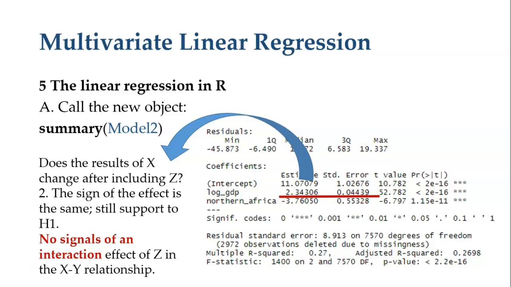The next thing to explore is whether the sign of the effect is the same. If it is not the same, there might be an interaction effect. If it is the same, there might be an additive relationship between x and c. In this case, for instance, the sign is still positive, so there are no signals of an interaction between c and x and y.